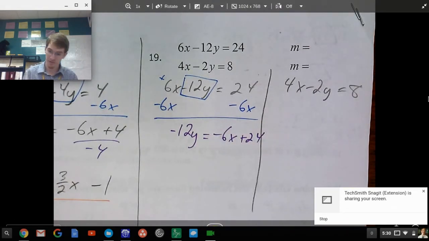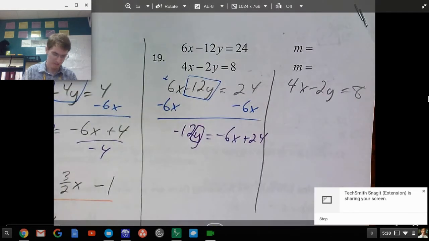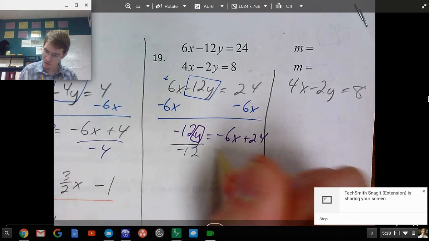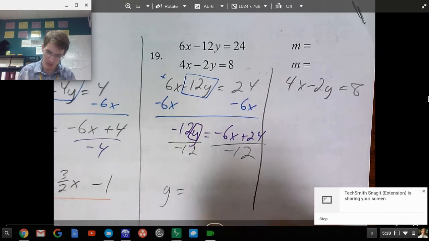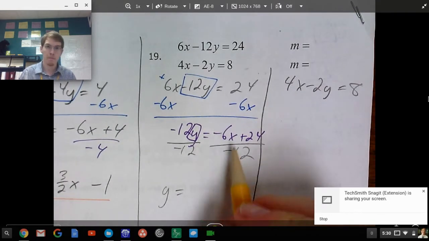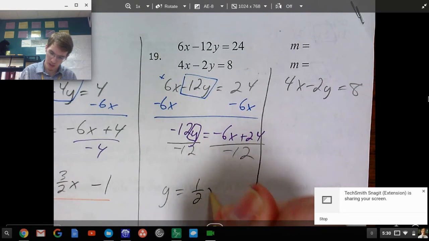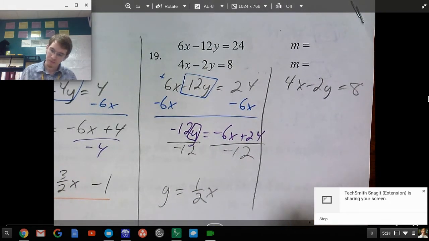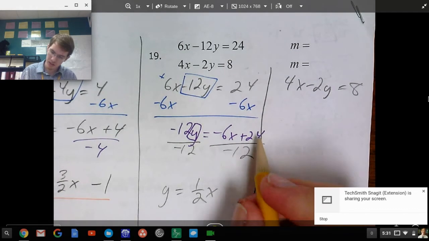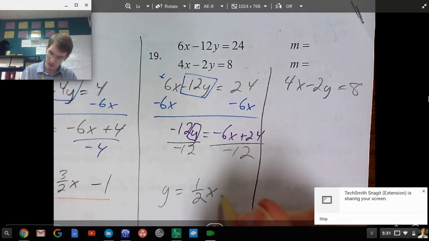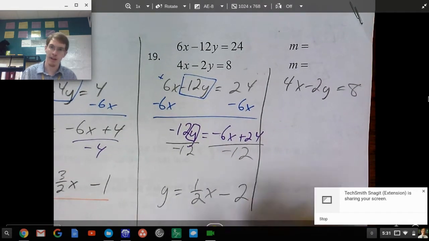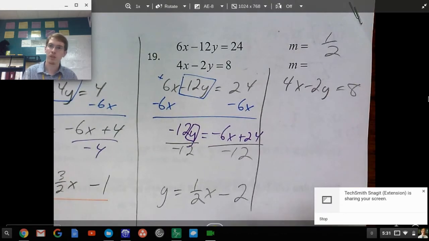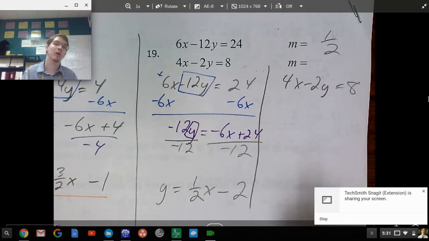Okay, is y by itself yet? Not exactly. So let's divide by negative 12. Let's be careful with our negative signs here because it's always something that's tricky. So y equals negative over negative is positive. 6 goes into both of these, so we get 1 over 2, so 1/2 x. And then negative divided by positive is negative. 24 divided by 12 is 2. So 1/2 x minus 2. So the slope for that first one is 1/2. And that's the key to telling whether these are going to be parallel, perpendicular, or neither. So let's check this one out.